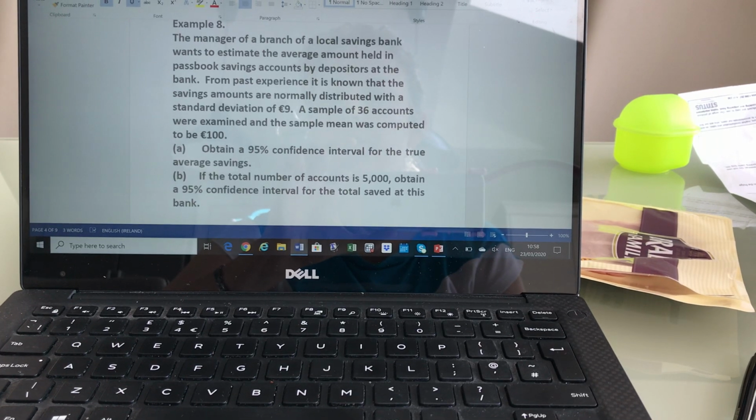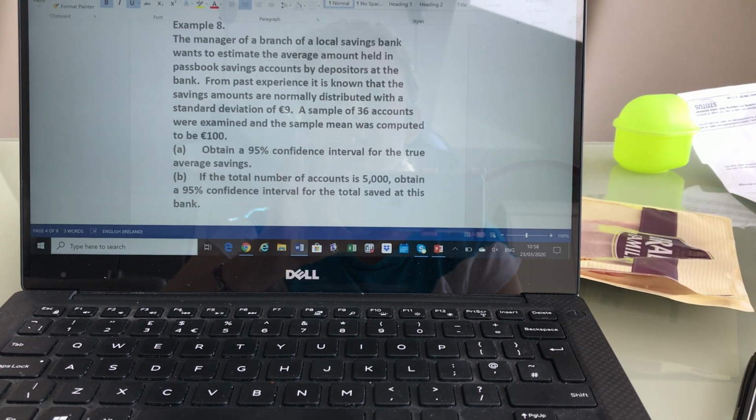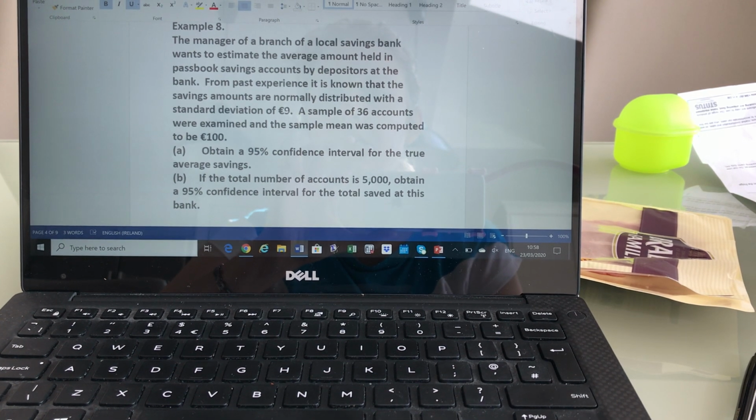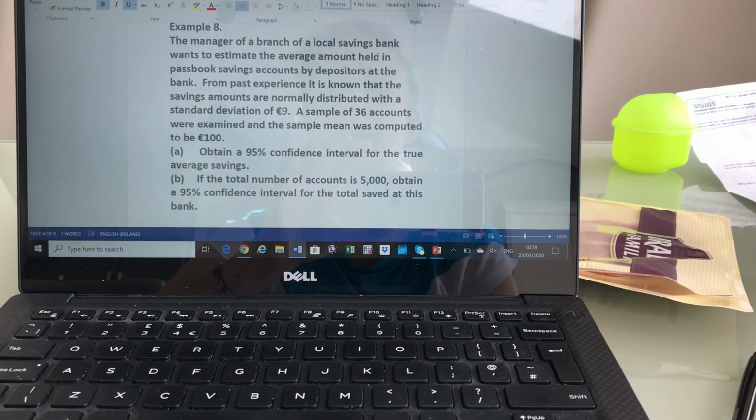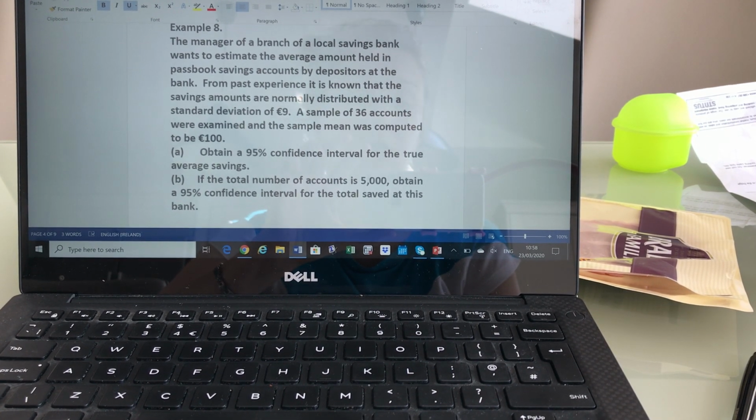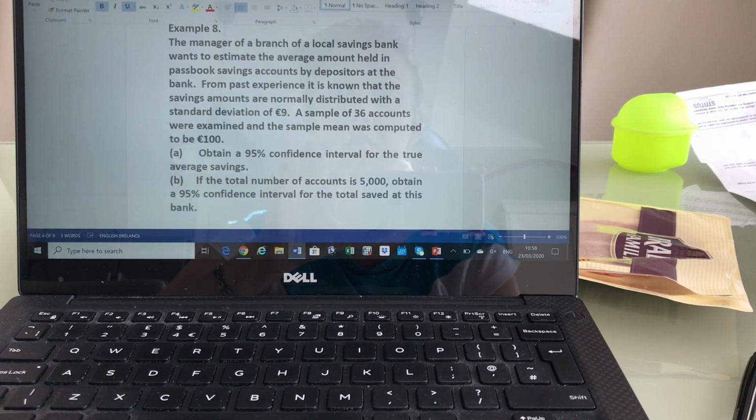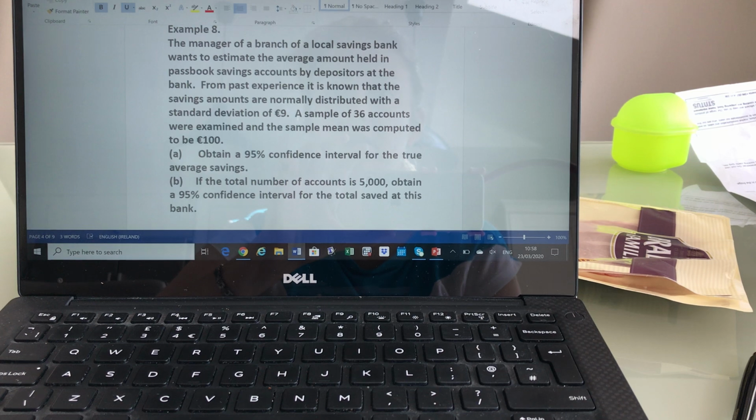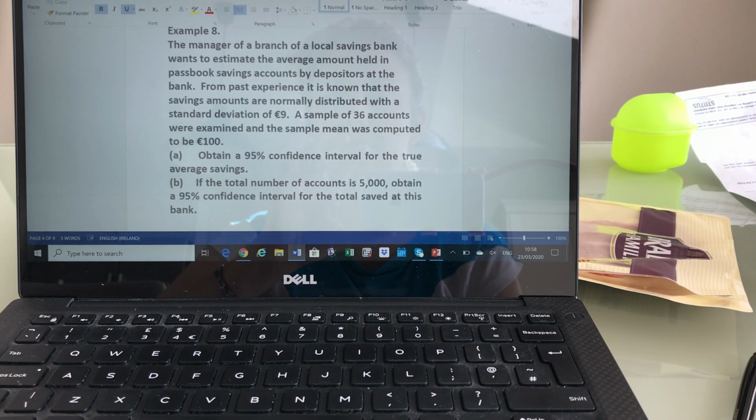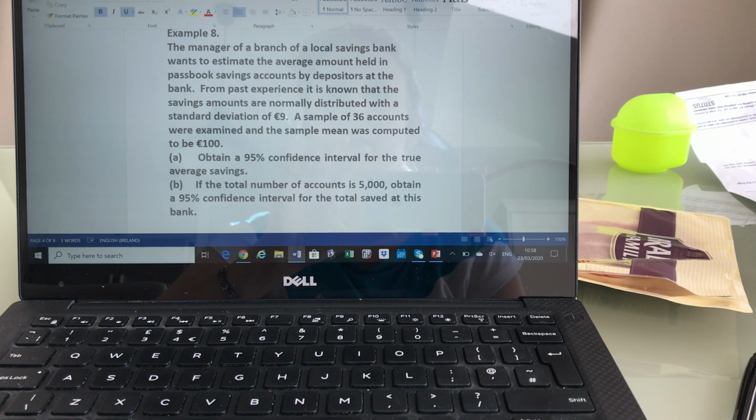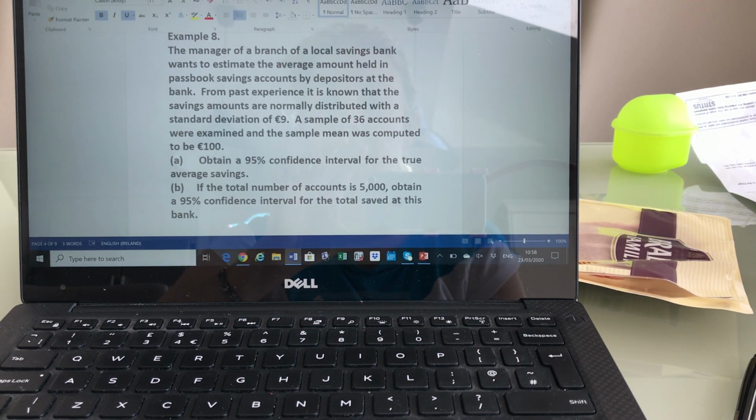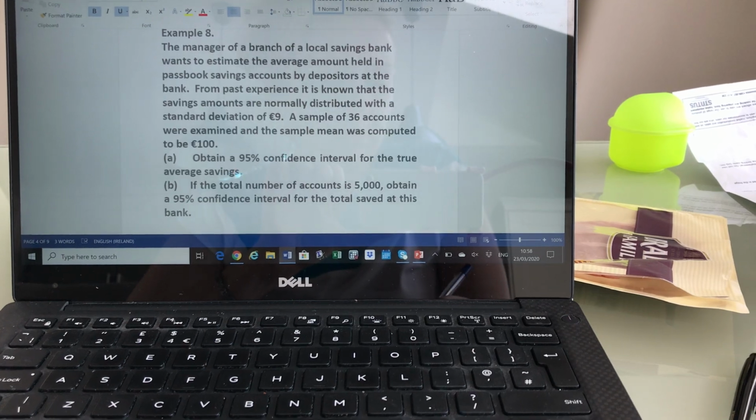Example 8: the manager of a local branch wants to estimate the average amount held in passbook savings accounts by depositors at the bank. So he just wants to know an average estimate of how much money is in each account, and then maybe the total amount of money that is in their accounts. From past experience, it is known that the savings are normally distributed, with a standard deviation of 9. So I'm writing this down now, that I have a standard deviation of 9.